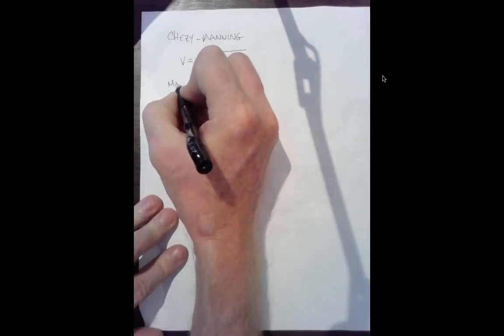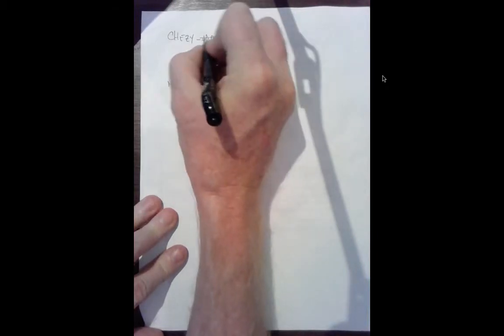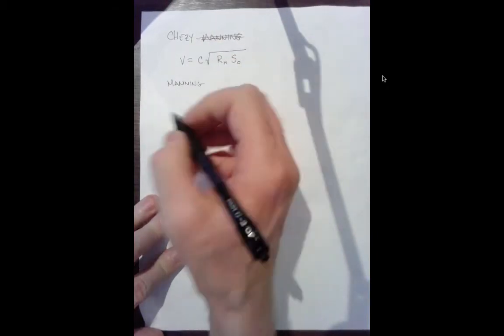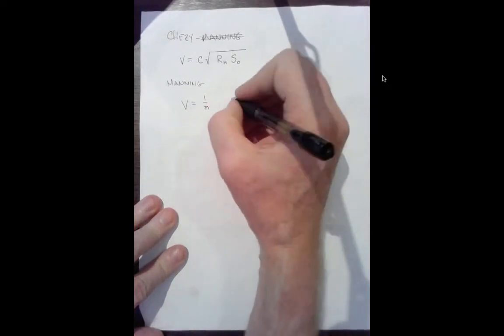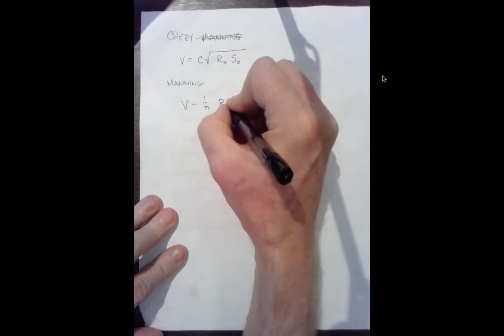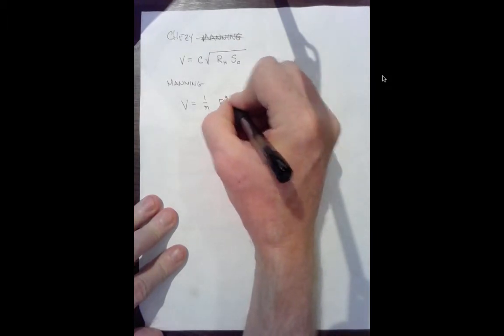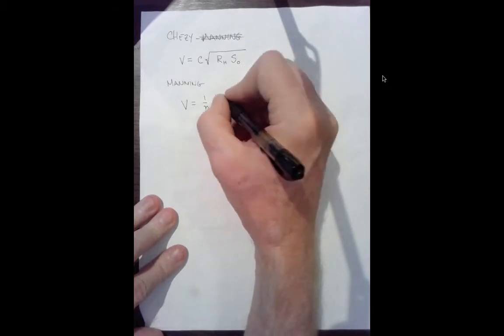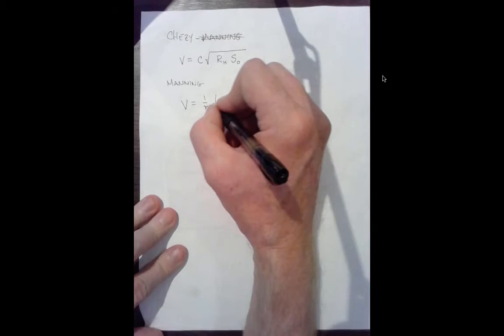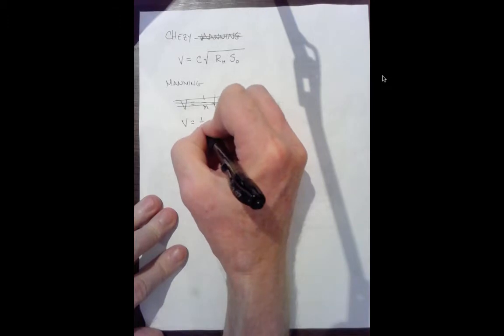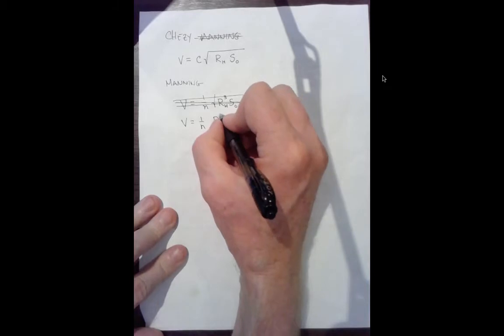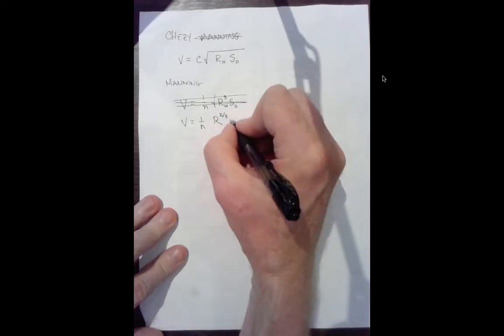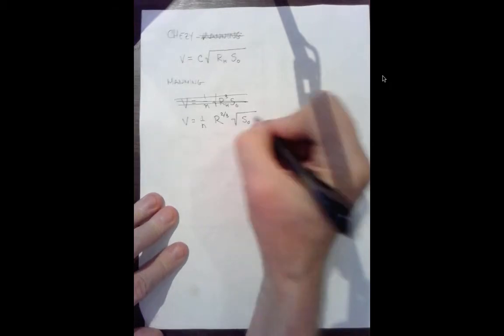And there's a Manning, so this top one is just Chezy's. And there's Manning's formula, which has velocity is equal to 1 over n hydraulic radius cubed times the bottom slope. That's wrong. Velocity is 1 over n hydraulic radius to the 2/3 power square root of the bottom slope.